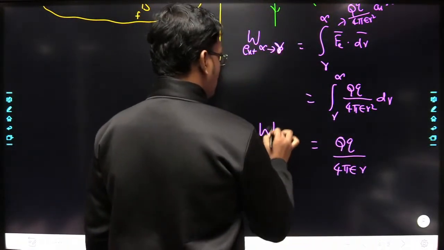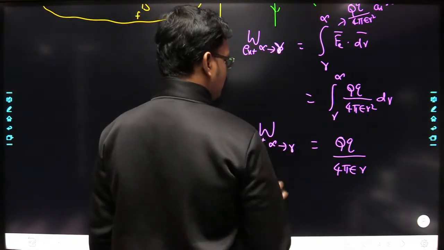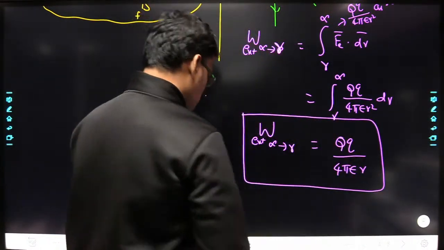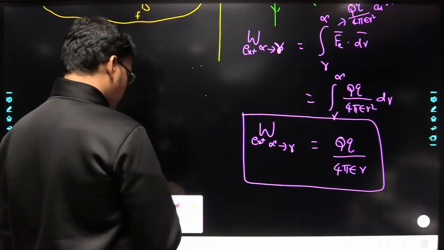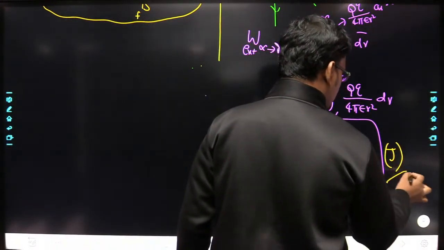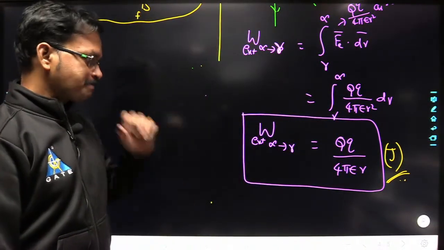This is the work done by the external agent in moving the charge from infinity to r. What are the units of work done here? The units of work done are joules.